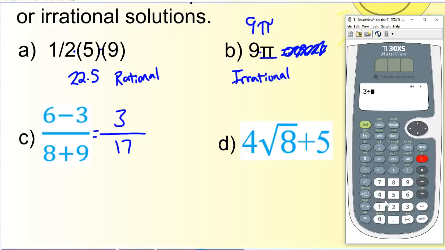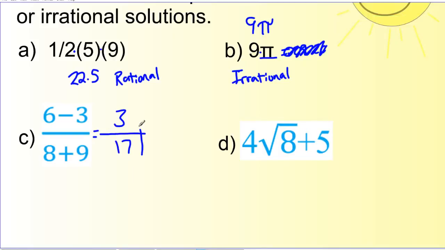3 divided by 17 equals 0.176470588. That does not look like it stops, and I don't see repeating patterns. So if you said irrational number, you got fooled. I understand why you got fooled, because the decimal shows it looks like an irrational number. Here's where the fooling happened.